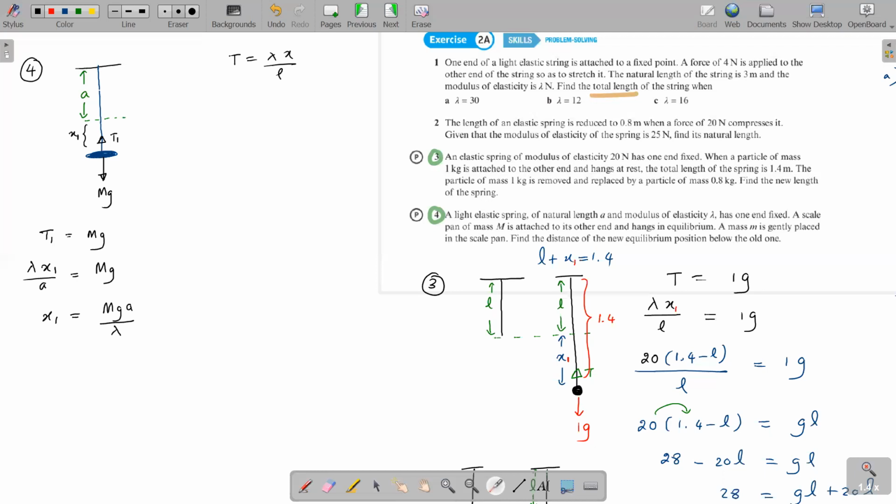There are no figures here. You have to do it completely with letters. That's the difference in this particular sum.